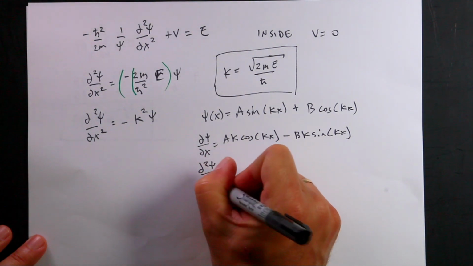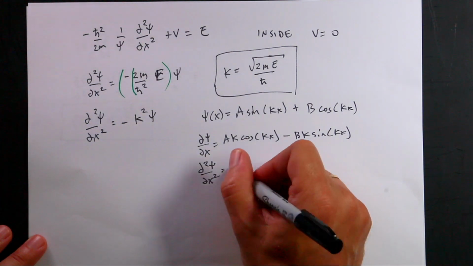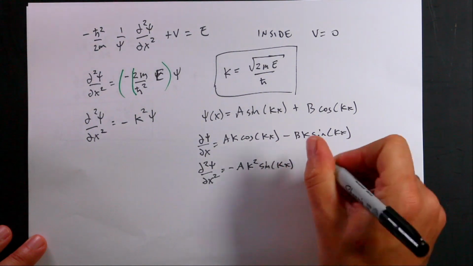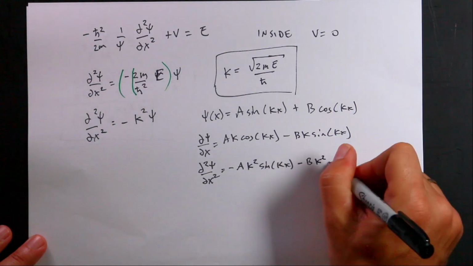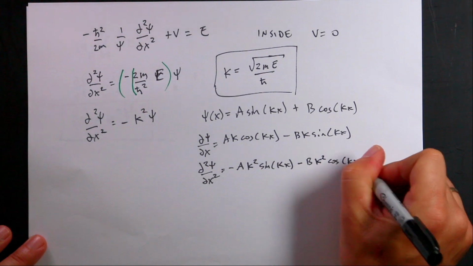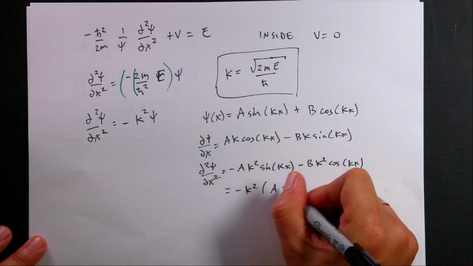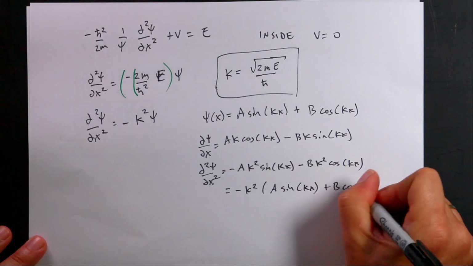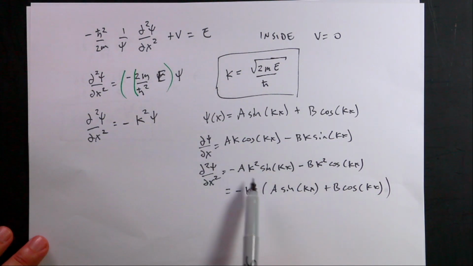Second partial of psi with respect to x is going to be equal to, okay, now I've taken the derivative of cosine, so I get another k, so I get negative A k squared sine kx, and then I'm going to take the derivative of this. I get negative B, another k squared cosine kx. This is equal to negative k squared times A sine kx plus B cosine kx, and so that is the same thing as psi. So it did work.